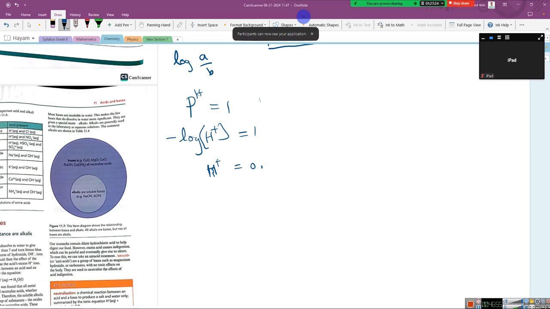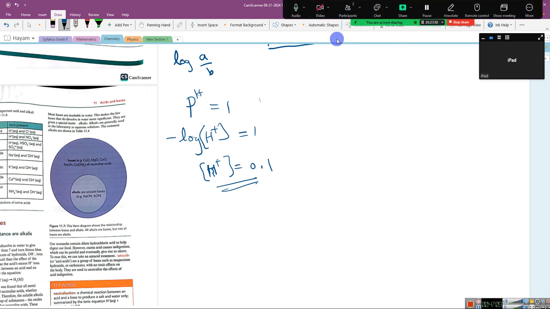Right? So in this scenario, the H plus concentration is what? 0.1. Do you agree with this? It needs some mathematical understanding.